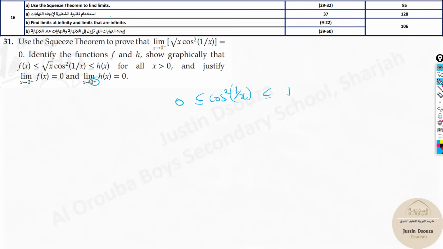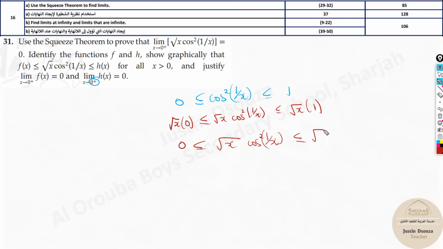After this step, this is the given formula. What we do here is multiply root x throughout. So root x multiplied by 0 will be 0, but still just multiply it. Here, root x into cos squared 1 by x is less than or equal to root x times 1, which is root x itself. Now, let's do it anyway. So this is what you do. You multiply root x, this polynomial part, throughout. Now then, solve it. This is 0 less than or equal to root x cos squared 1 by x less than or equal to root x.